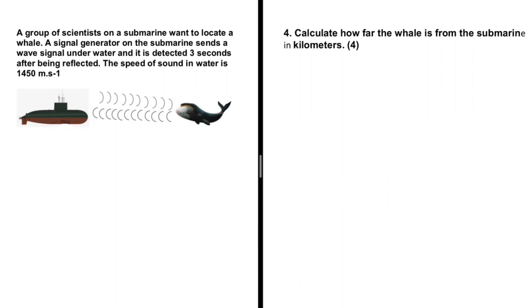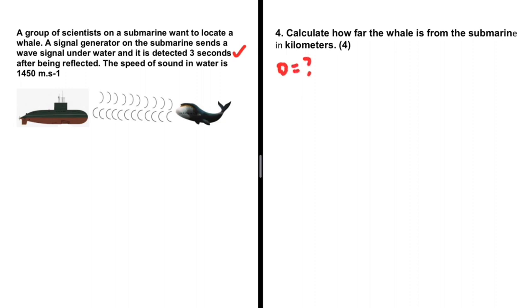A group of scientists on a submarine want to locate a whale. A signal generator on the submarine sends a wave signal underwater, and it is detected 3 seconds after being reflected by the whale. Obviously, the speed of sound in water is 1,450 meters per second. The question says, let's calculate how far the whale is from the submarine in kilometers. How far? We are interested in the distance.